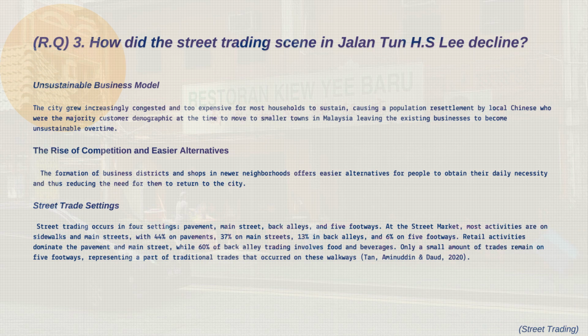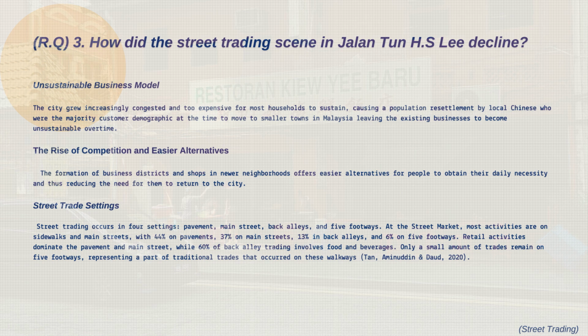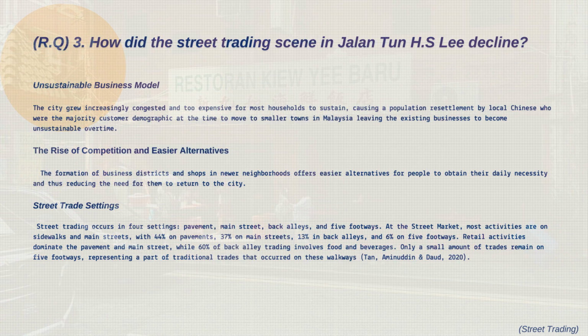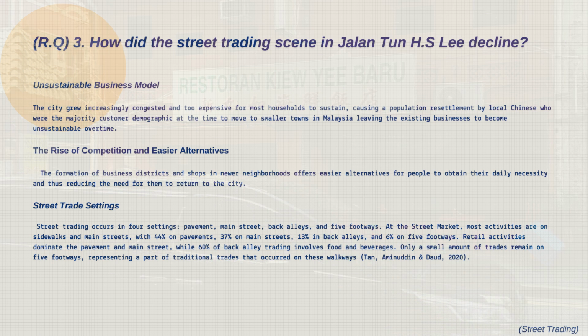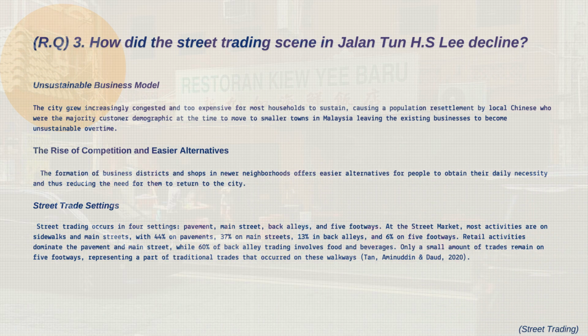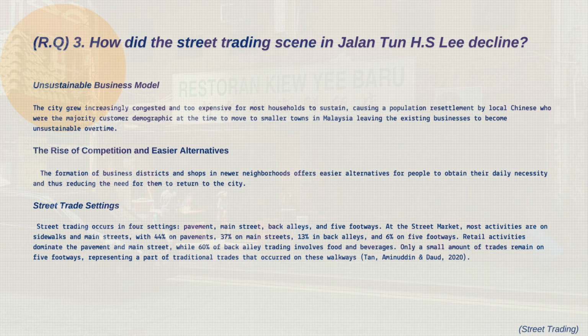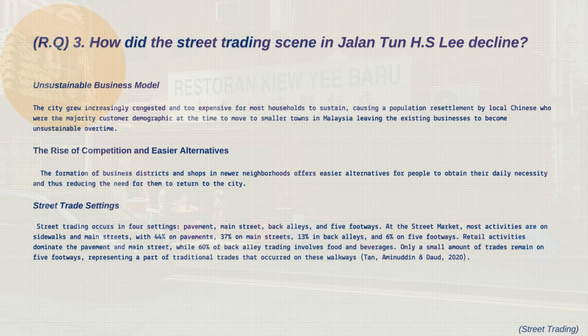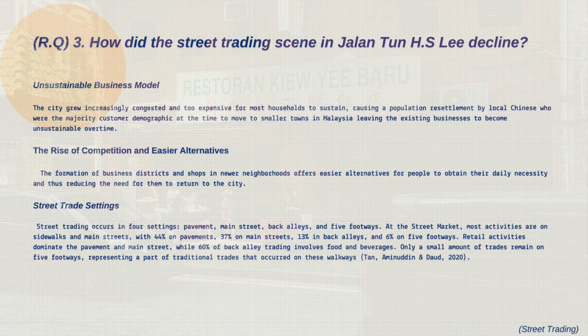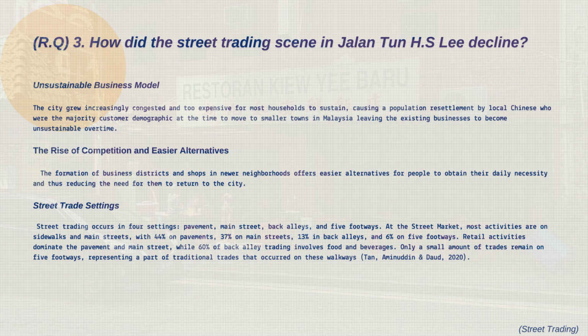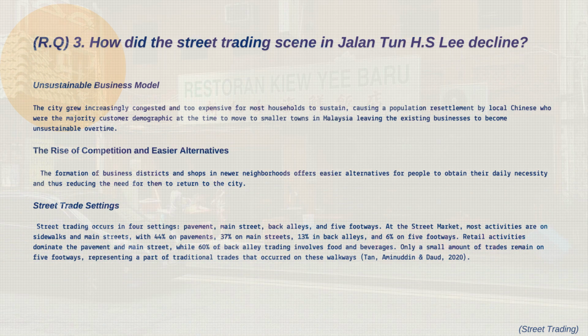Street trading occurs in 4 settings: pavement, main street, back alleys, and 5 footways. At the street market, most activities are on sidewalks and main streets, with 44% on pavements, 37% on main streets, 13% in back alleys, and 6% on 5 footways. Retail activities dominate the pavement and main street, while 60% of back alley trading involves food and beverage. Only a small amount of trades remain on 5 footways, representing a part of traditional trades that occur on these walkways.